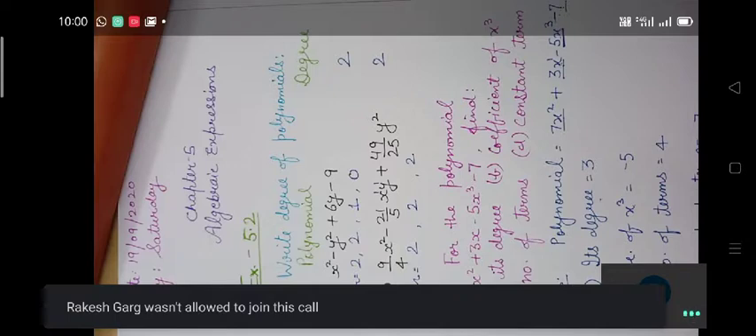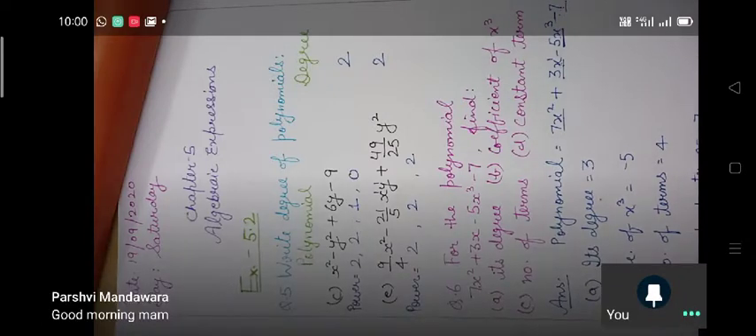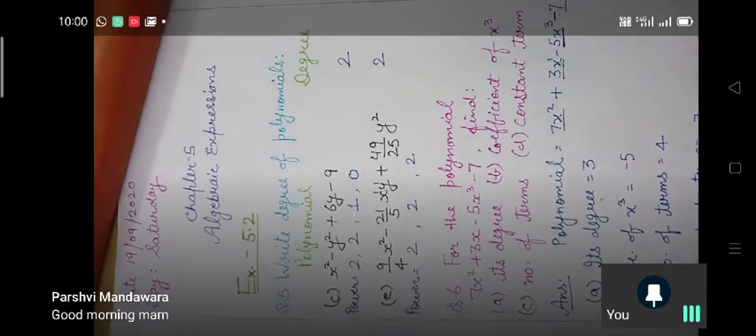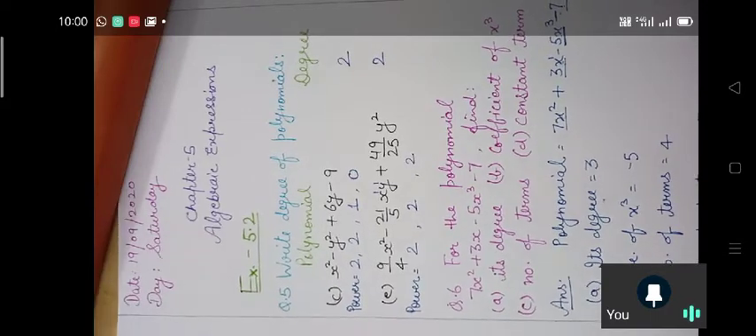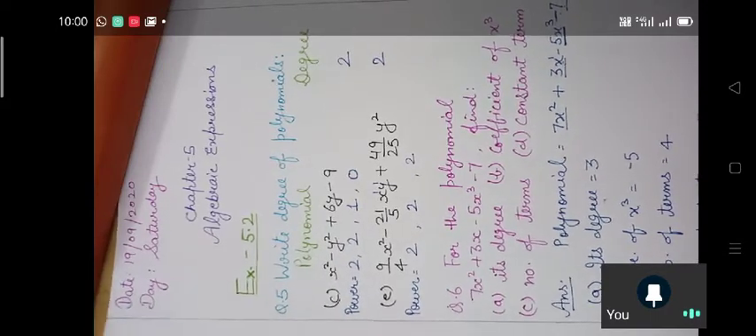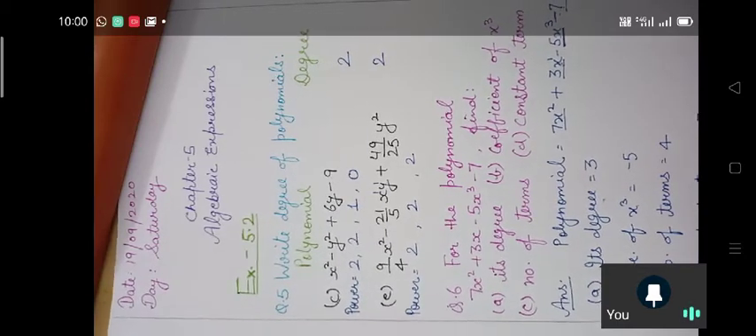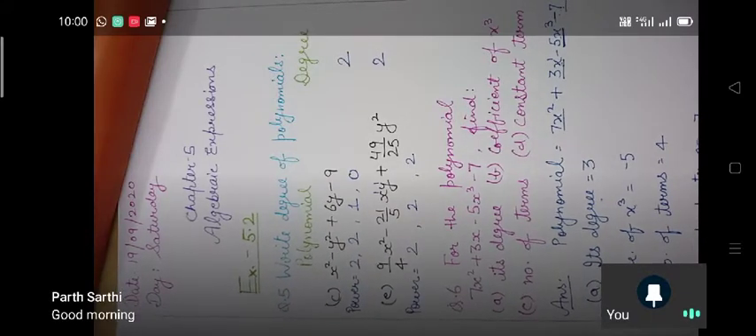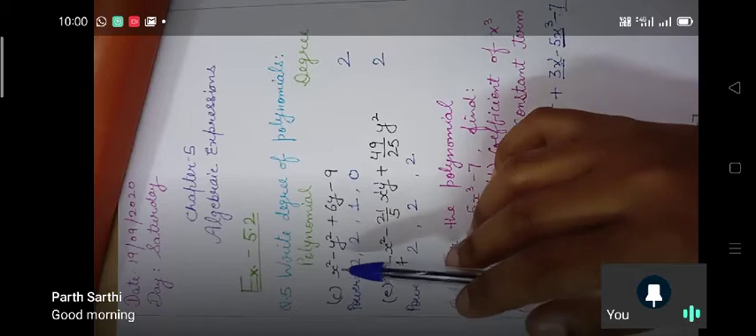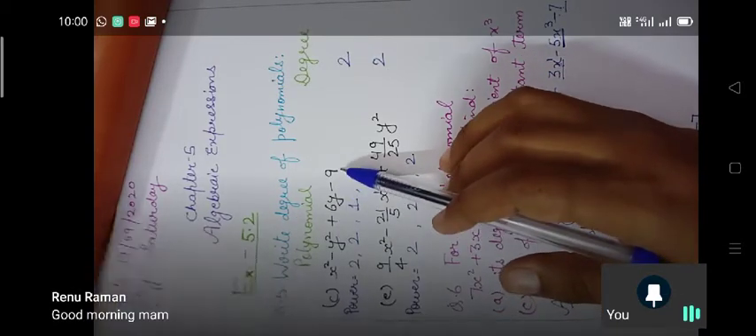We have started chapter 5, algebraic expressions, and in this chapter exercise 5.1 is completed, and in exercise 5.2 we had done question 5 up to part A. I also told you what you mean by degree and powers in the last class. So today the question 5 C and E parts are remaining, because B and D parts I have given you in the homework. The C part is x square minus y square plus 6y minus 9.